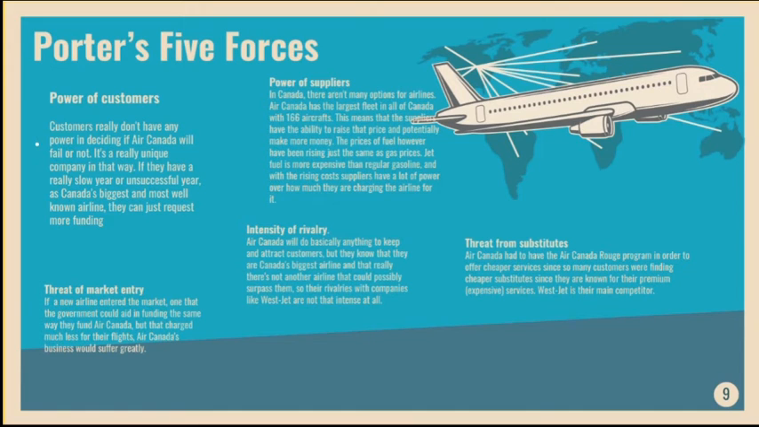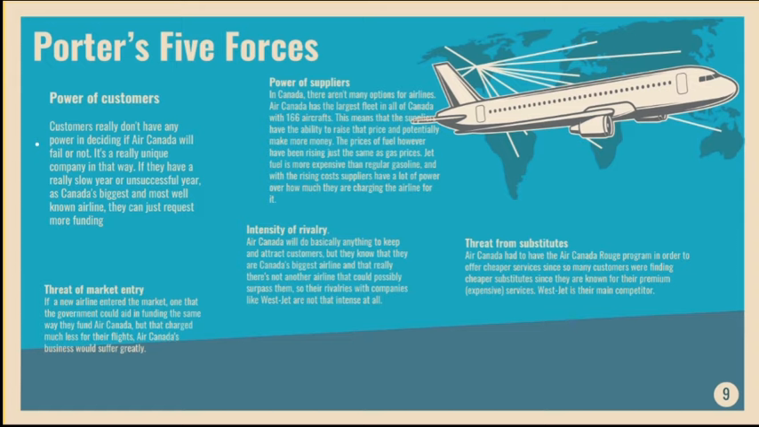Power of suppliers is moderate. In Canada, there aren't many options for airlines. Air Canada has the largest fleet in all of Canada with 166 aircraft. This means that suppliers have the ability to raise the price and potentially make more money. The prices of fuel, however, have been rising just the same as gas prices. Jet fuel is more expensive than regular gasoline, and with the rising costs, suppliers have a lot of power over how much they are charging an airline for it.